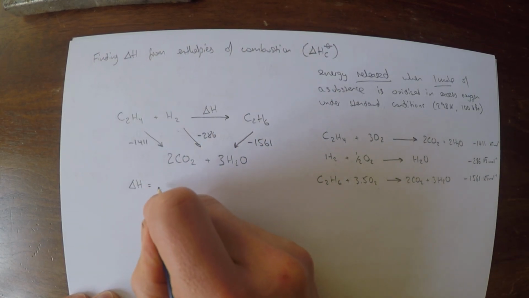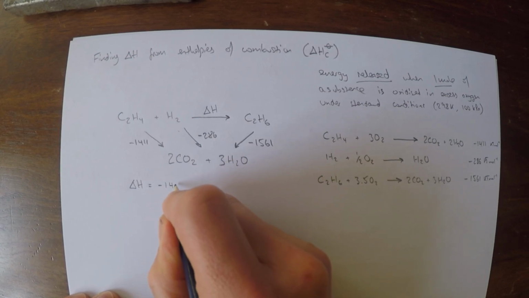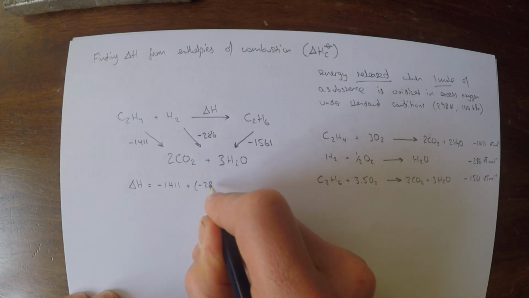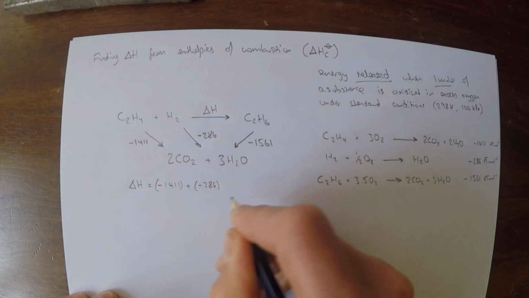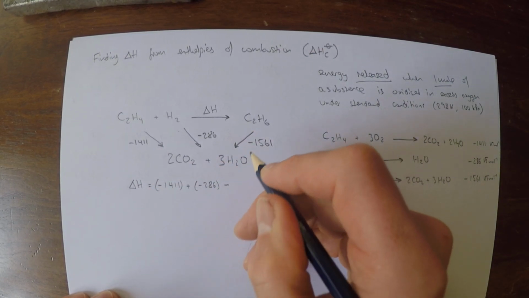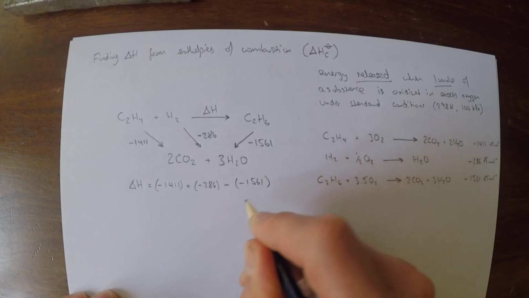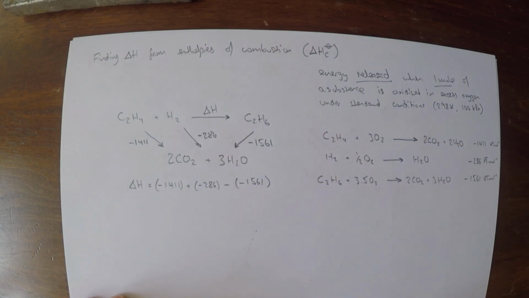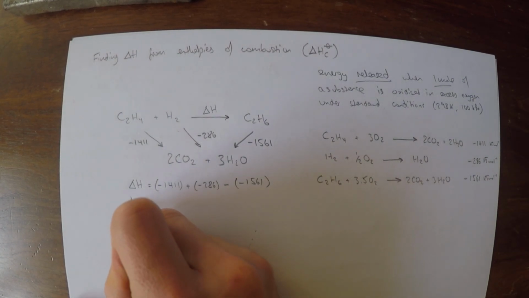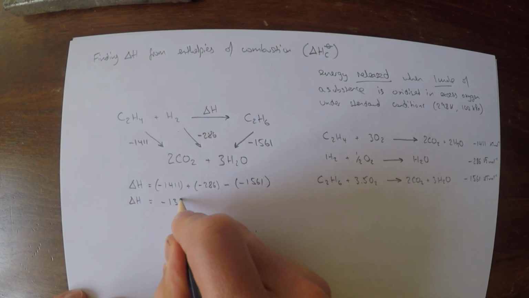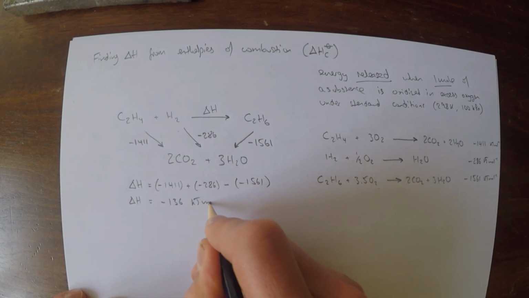So our enthalpy change will equal minus 1,411 plus minus 286, and then we will subtract negative 1,561 in order to make this arrow point the correct direction, which gives us an overall enthalpy change of reaction of minus 136 kilojoules per mole.